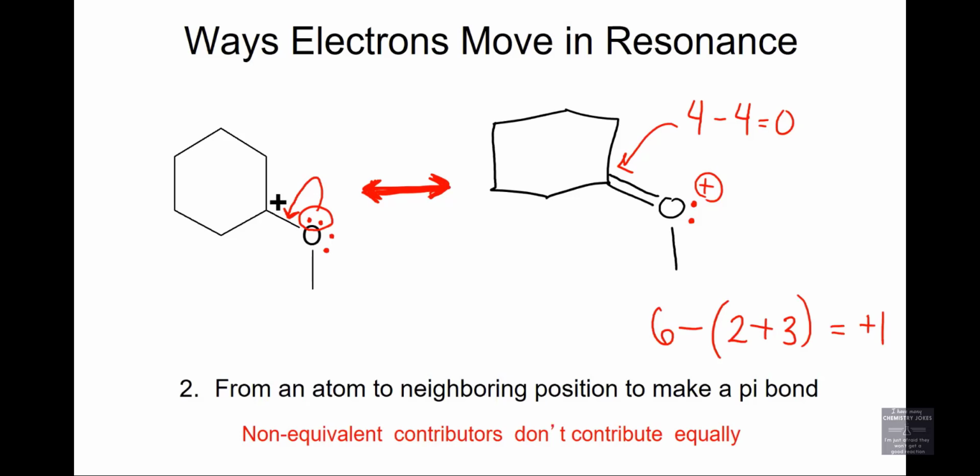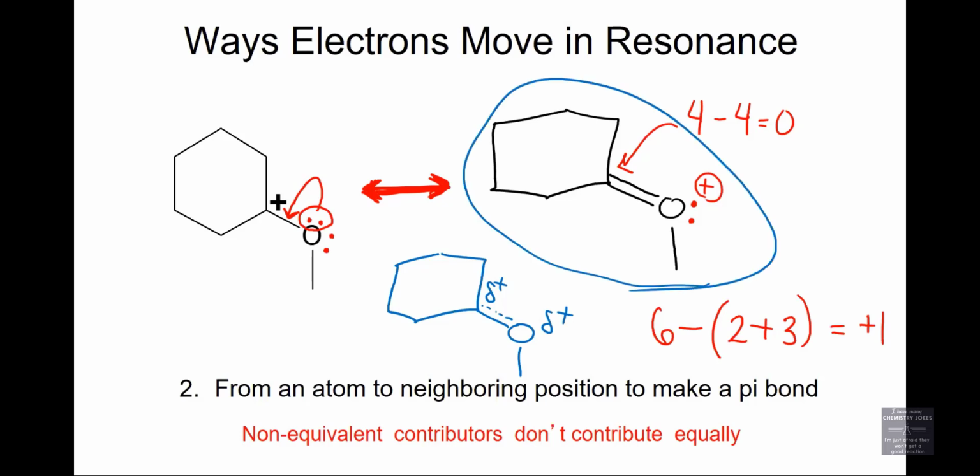Maybe you and your facial features and things appear more like your mother than your father, or vice versa. When you have nonequivalent contributors, you don't have a 50-50 mixture. The hybrid for this structure would look like this. It would have a partial positive on the carbon and the oxygen, but the hybrid actually looks more like this molecule than the original. Why?